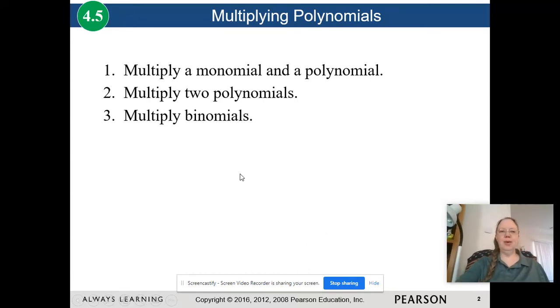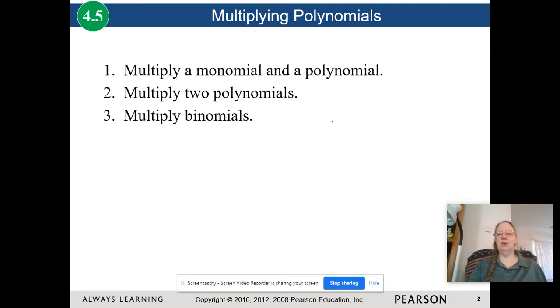All right, so we have section 4.5. We are going to be multiplying polynomials. In the last section, 4.4, we added and subtracted, and now we are going to multiply. There are various ways of setting up multiplying polynomials. I'm going to show you a couple ways and then tell you it doesn't matter which method you use.